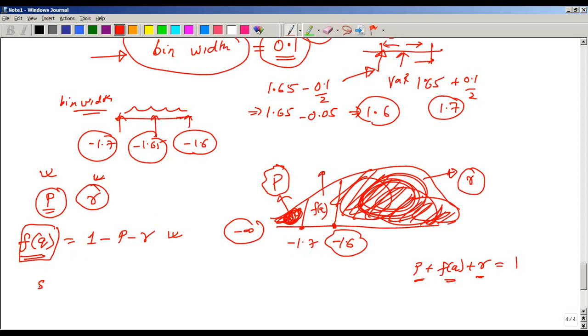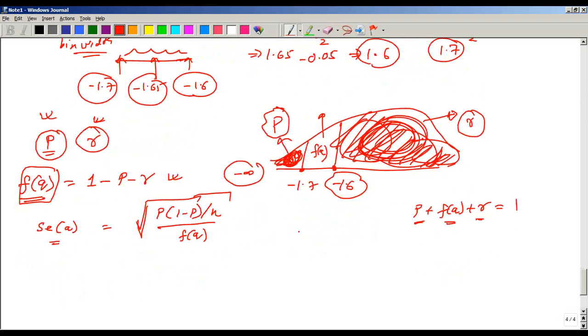Now the standard error formula as per the book is given as P into 1 minus P divided by the bin width, given as H, divided by F of Q. This is what they are taking as the standard error measure. We do not have to worry about the details. However, we need to know the impact of this standard error: how it will increase or decrease depending on your choices of these values.